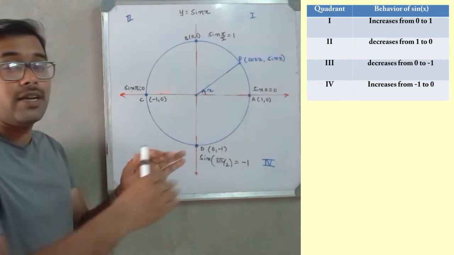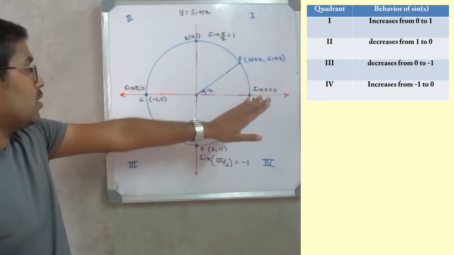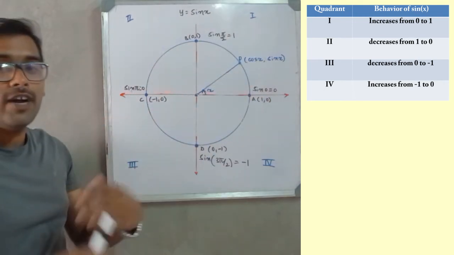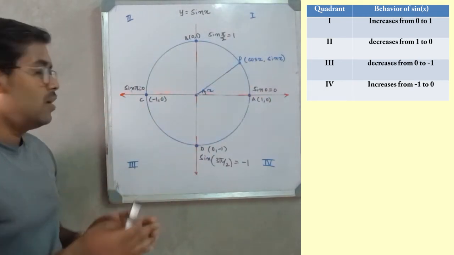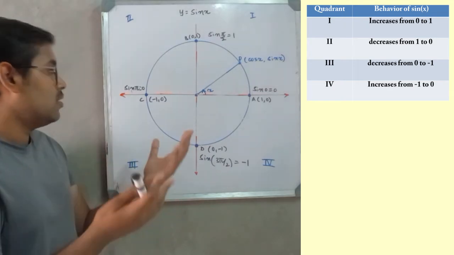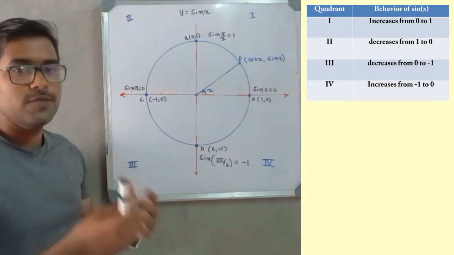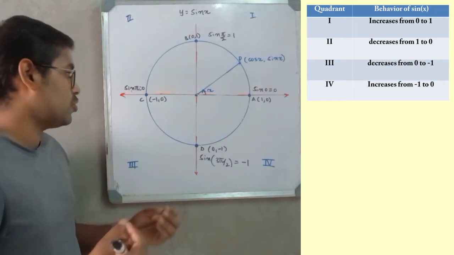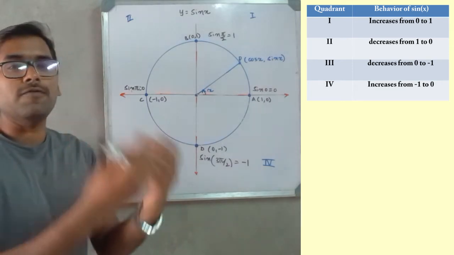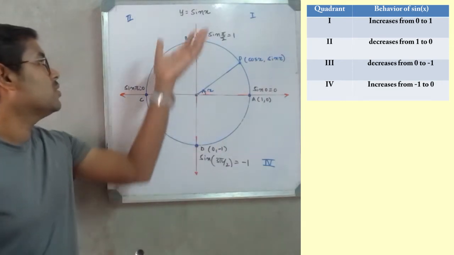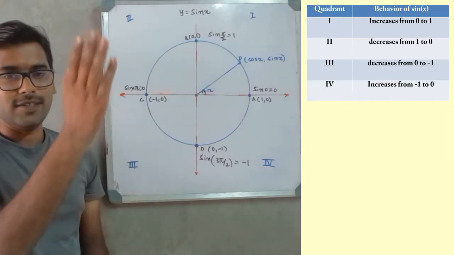Similarly, for angles greater than 2 pi, we can continue the same procedure and find the behavior of sin x. And for angles less than 0, that is for negative angles, we can use the same procedure as well. Now using this information, we can plot the graph of sin x, and it looks something like this.